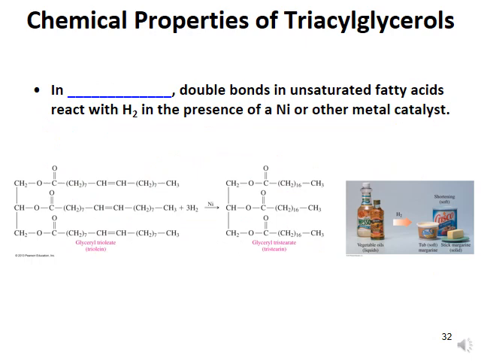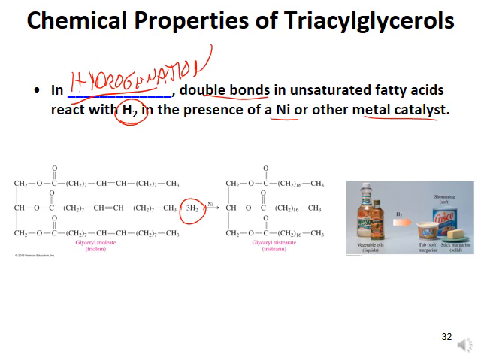Cool. So in hydrogenation, not hydration, but hydrogenation, double bonds react with H2 in the presence of nickel or another metal catalyst. And we turn the double bonds into single bonds.